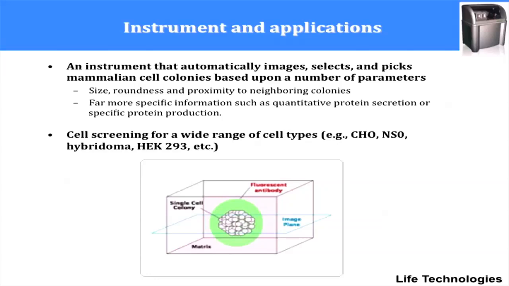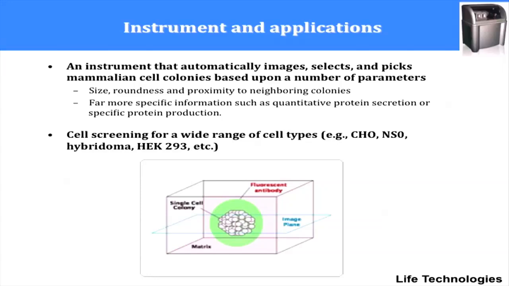It is an instrument, as many of you probably already know, that automatically images, selects, and also picks mammalian cell colonies based on a variety of different parameters. It could be size, roundness, and also closeness to the neighboring cells. Or you can rely on more quantitative information such as protein or IgG production.